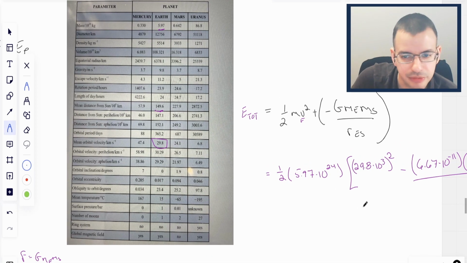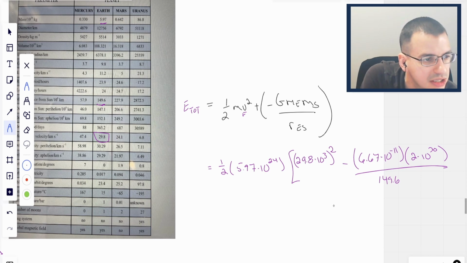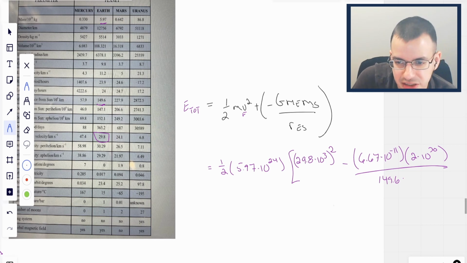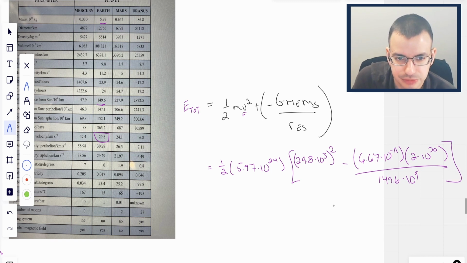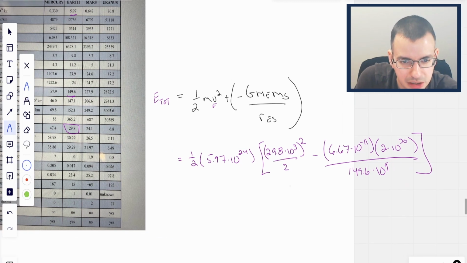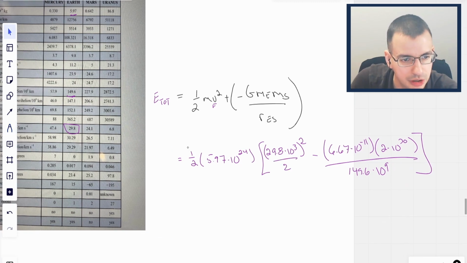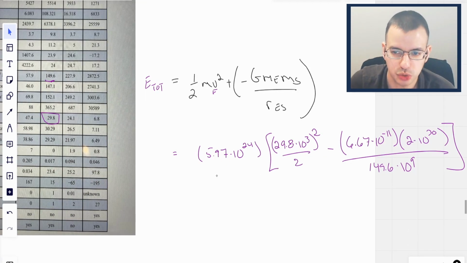149.6. Okay, so the mean distance is going to be divided by 149.6, times 10 to the 6 times 10 to the 9th, because we want to convert these to meters. Yep, and I think this 1/2 should actually be in there. There we go. So yes, that looks reasonable.